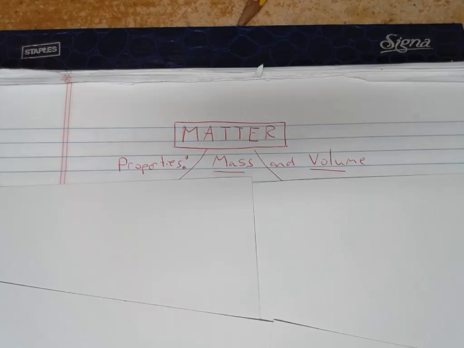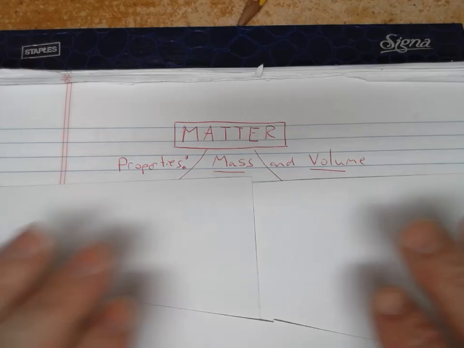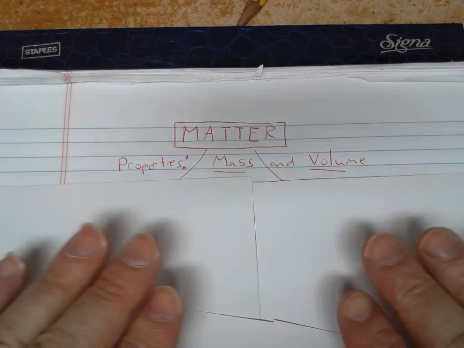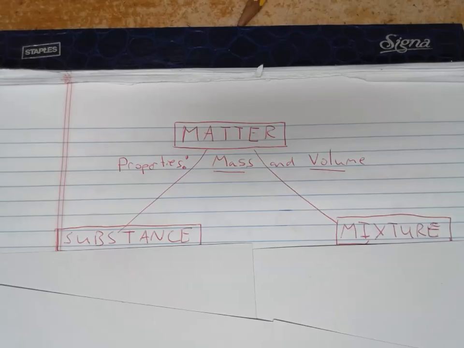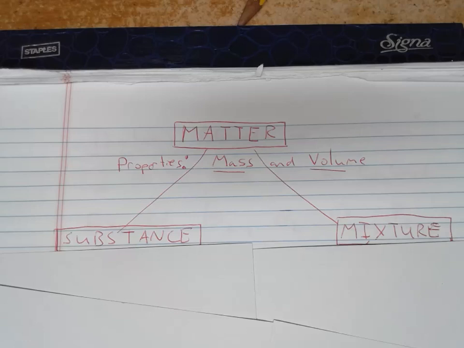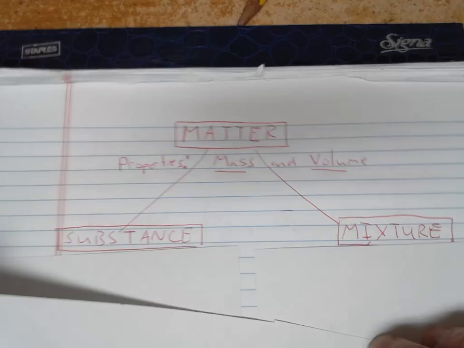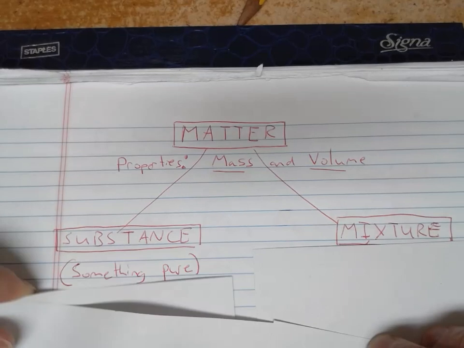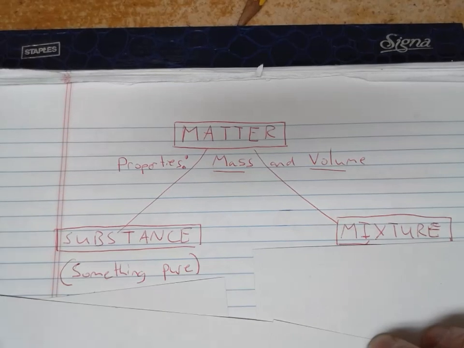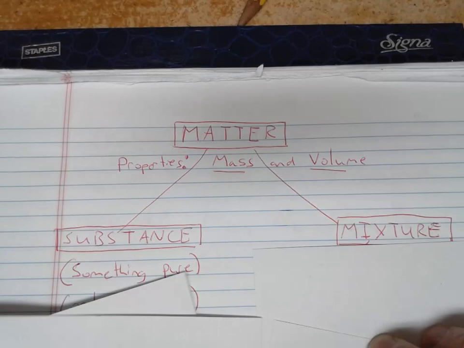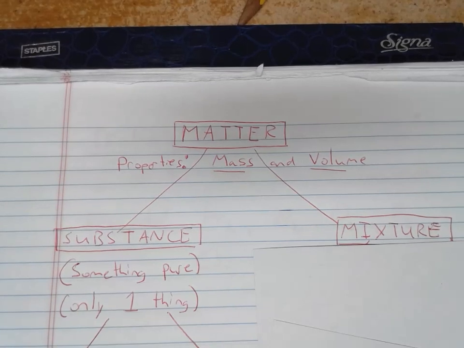Now, there are two different types of matter. We're going to break matter into two categories. They are substances and mixtures. So what exactly is a substance? We'll start with that one. A substance is something that is pure. It is only one thing. So in order to be a substance, it cannot be mixed with anything else. Whereas a mixture obviously is something that is mixed. It's more than one thing.